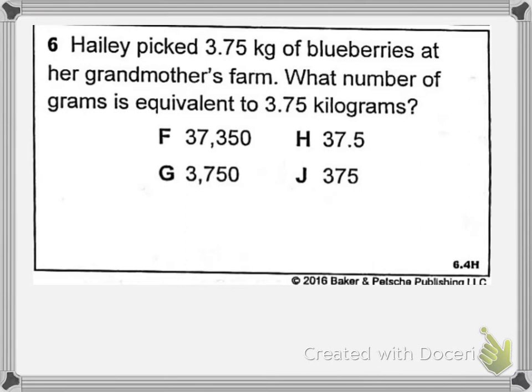And then number 6. Hailey picked 3.78 kilograms of blueberries at her grandmother's farm. What number of grams is equivalent to that many kilograms? So on your STAAR chart, it tells you that 1 kilogram is equal to 1,000 grams. So that would be our ratio, 1 over 1,000.